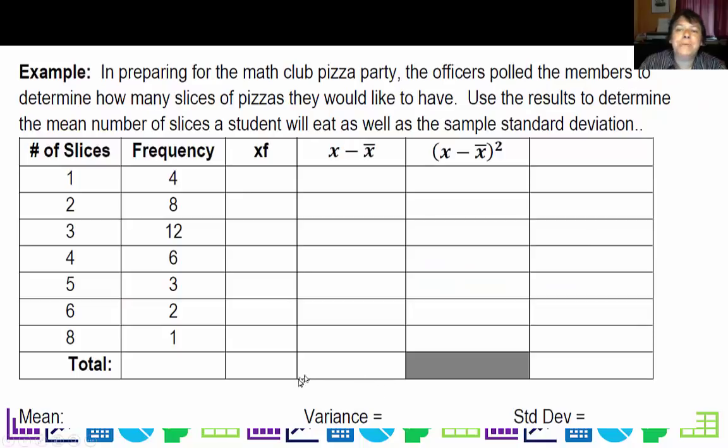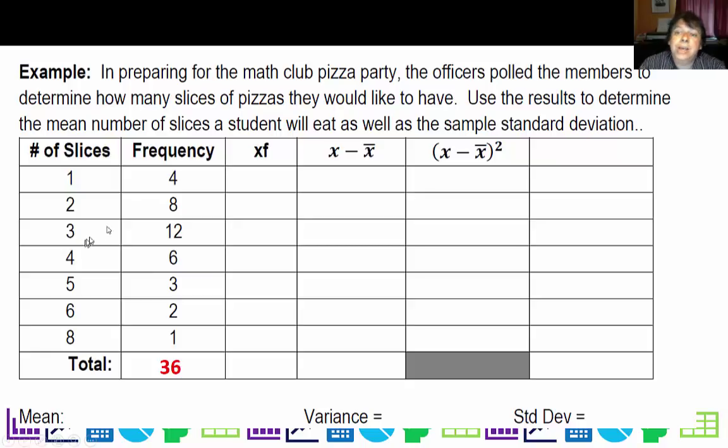Now let's take a look at frequency tables. These work the same way. So I have the different numbers of slices, quantitative data here, and their frequencies, which means I have a total of 36 samples here. So I had polled my math club kids for a pizza party, and I said, how many slices should I order for you? So 4 answered 1, 8 answered 2, 12 answered 3.